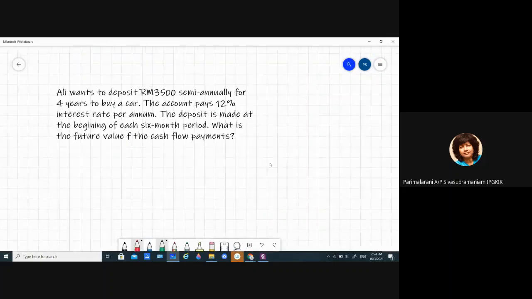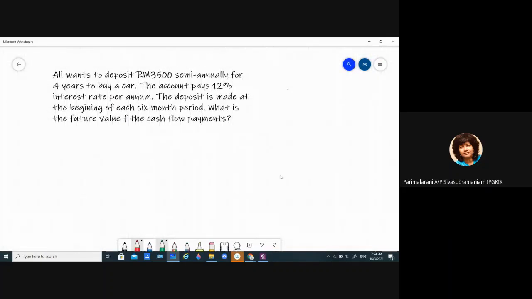Okay, let's look at this question. Okay, Ali wants to deposit 3,500 semi-annually for 4 years to buy a car. The account pays 12% interest rate per annum. The deposit is made at the beginning of each 6-month period. What is the future value of the cash flow payments? So tell me, what annuity is this? This question is about what annuity?